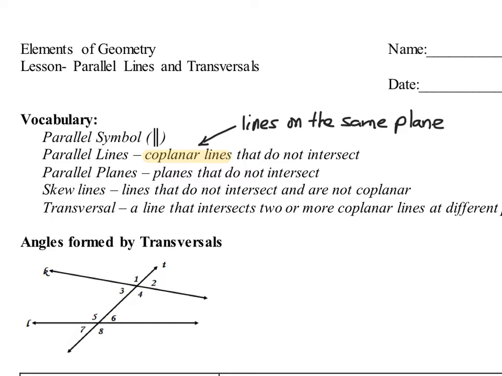Parallel planes are planes that don't intersect. That ceiling makes up a plane, so does the floor. They're parallel to one another. They're what we call equidistant from one another. The distance between ceiling and floor over here is the same as the distance from ceiling to floor over there. Maybe it differs by a smidge.